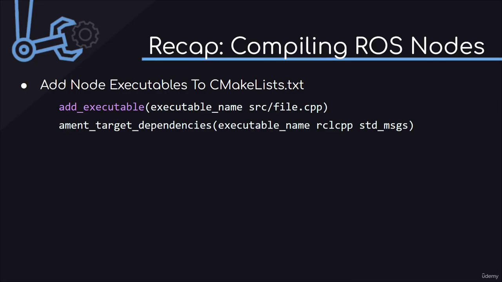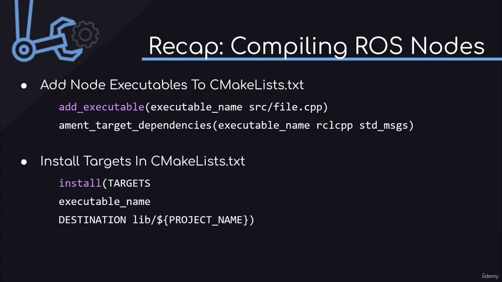Then to actually add our C++ node executables, we used the add_executable call, followed by the name of the executable we wanted, and where that source file was located. We then also called ament_target_dependencies so that we could tie our ROS dependencies to our node, such as our ROS client libraries and our standard messages package. Then we installed these targets with our executable name into the lib folder of our project so that we could interact with our packages in the ROS2 command line interface tools whenever we sourced our workspace.